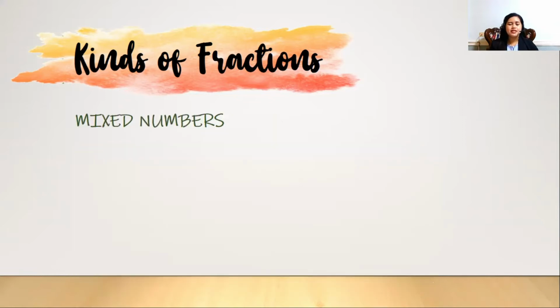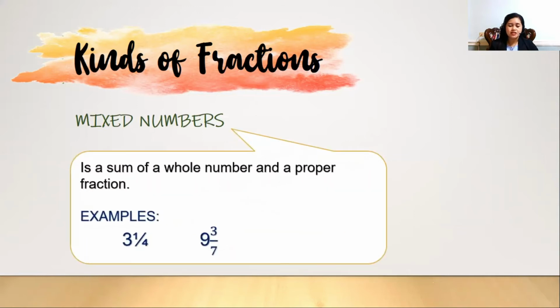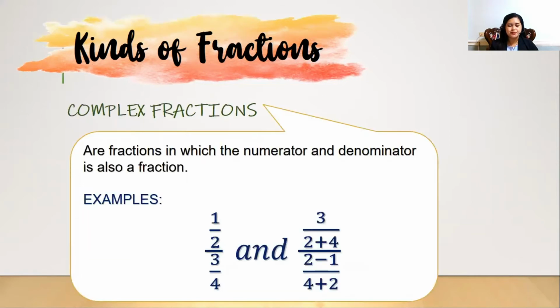The next kind of fraction is what we call a mixed number. A mixed number is a sum of a whole number and a proper fraction, meaning it is just a combination of a whole number and a fraction form. Such examples are 3 and 1/4, and 9 and 3 over 7. These are examples of mixed numbers. We have a whole number and then a proper fraction combined together, which results in a mixed number.